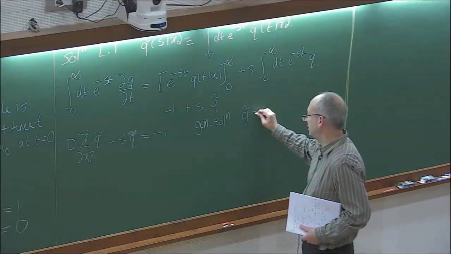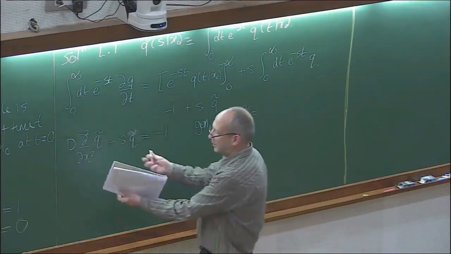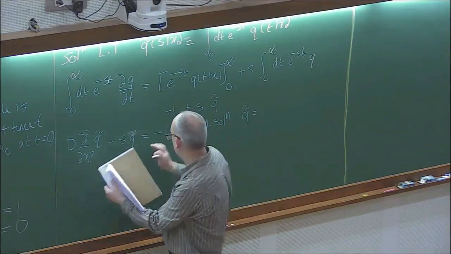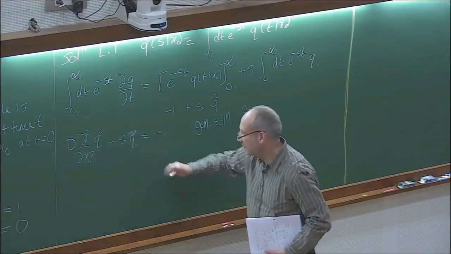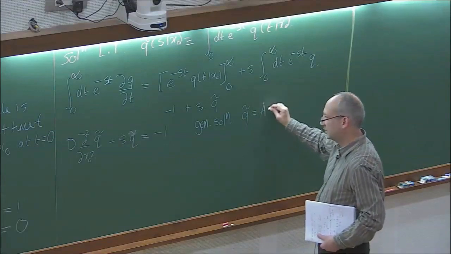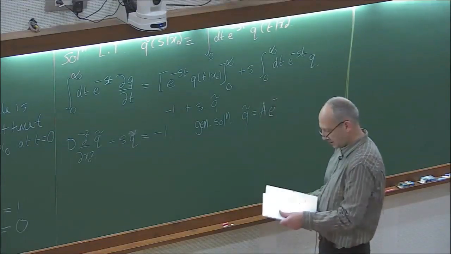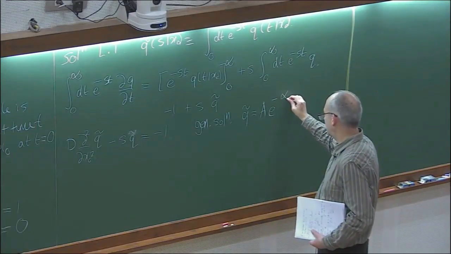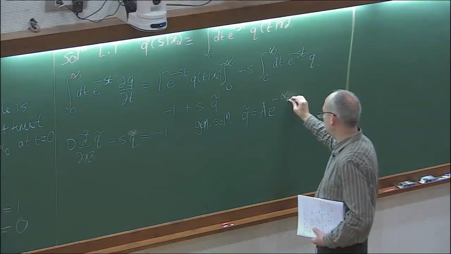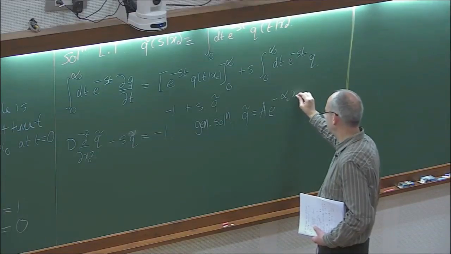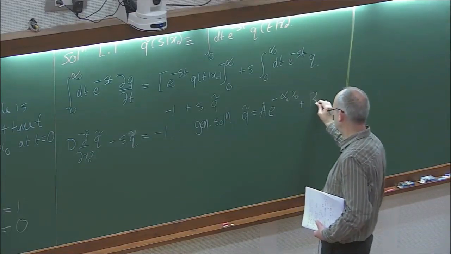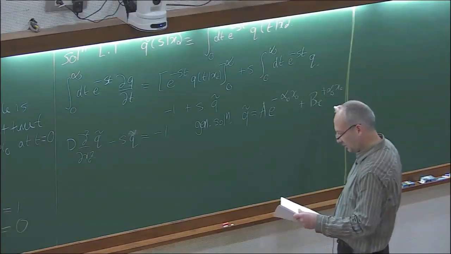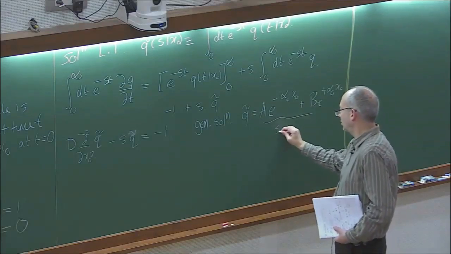So first of all, I write down the solution to the homogeneous equation when this is 0, and that is some constant a, e to the minus alpha naught x naught, plus b e to the plus alpha naught x naught. So that's the solution to the homogeneous equation.